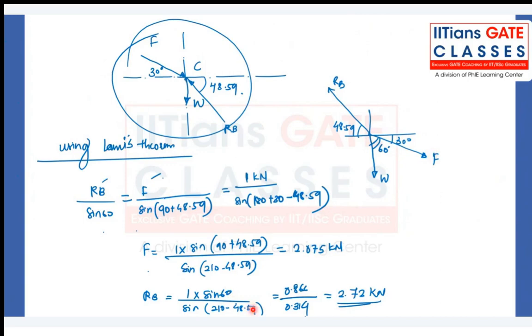So RB we have calculated, that is the reaction because of the step, and F also we have calculated, that is the force we have to apply in order to start moving this roller. Ganesh, is it clear? Okay, problems are simple. You just have to convert it into a free body diagram correctly.